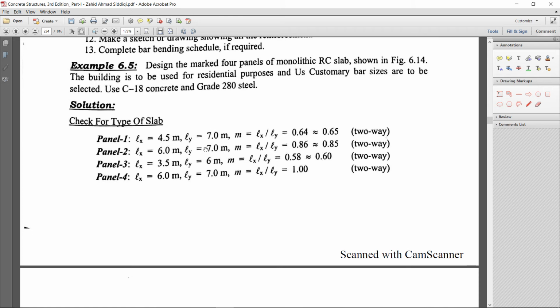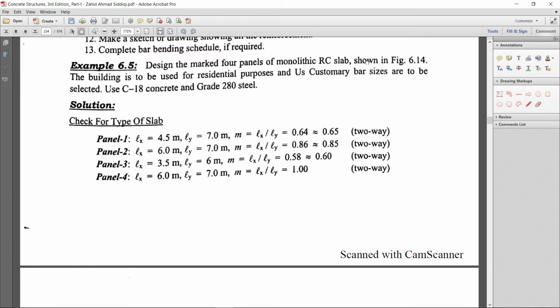Now I will come here. Example 6.5, that is a two-way slab design. Design the marked 4 panels of monolithic RC slab shown in figure 6.14. The building is to be used for residential purposes, and US customary bar sizes are to be selected. Use concrete grade 18 megapascal and steel grade 280 megapascal.